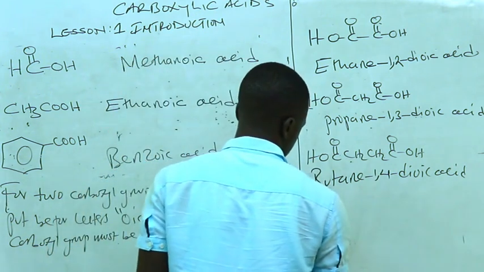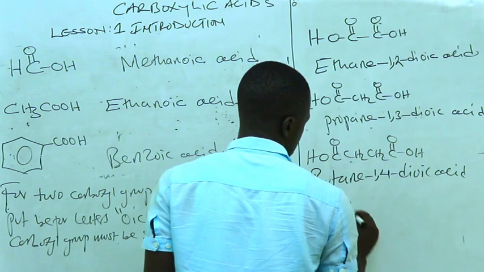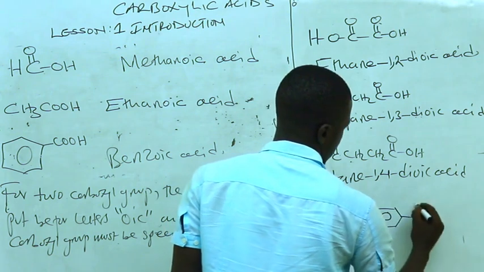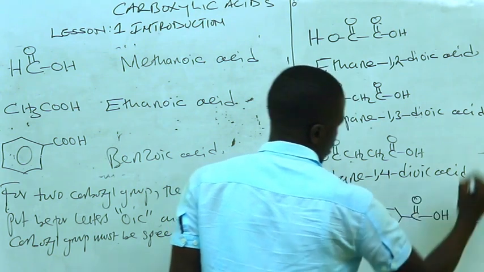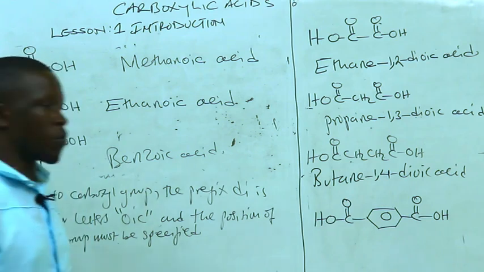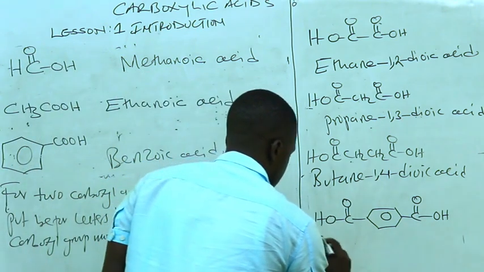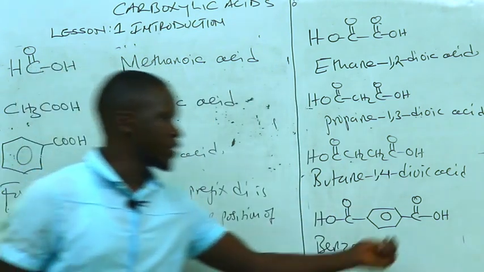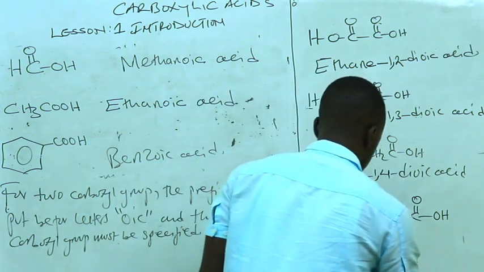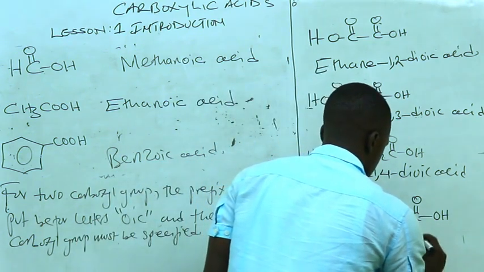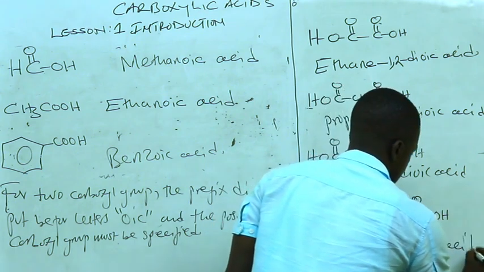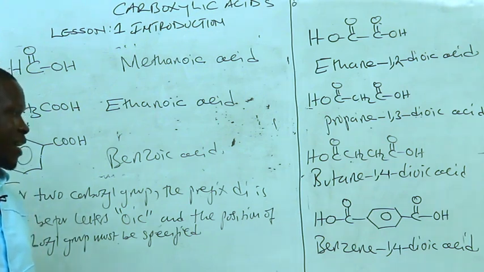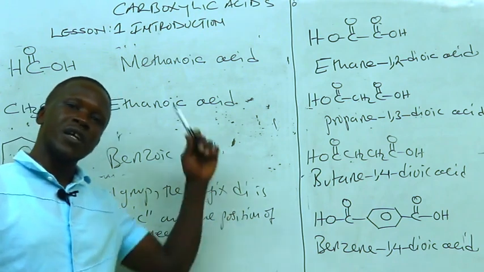You have HO, then there is a benzene ring, and then like that. This one would be benzene. On the first carbon atom and the fourth, there is a carboxyl group. So benzene-1,4-dioic acid. So this is the nomenclature of carboxylic acids.